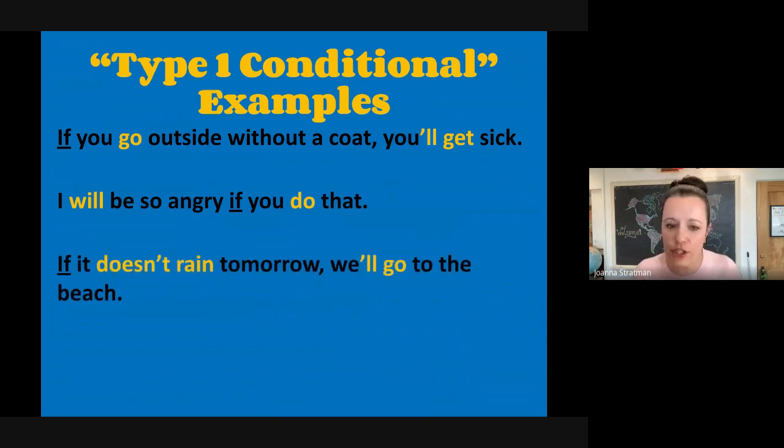If it doesn't rain tomorrow, we'll go to the beach. In this case, I am using a negative. If it doesn't rain tomorrow. If it does rain, we will not go to the beach.